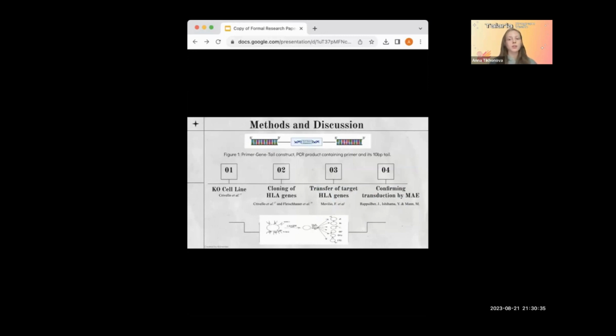Our experimental methods begin with this knockout cell line. Like I mentioned before, I would elaborate on the knockout cell line. Knockout means the gene of interest is removed. For our study, the MHC genes were knocked out so that we can knock back in one HLA gene at a time. These target HLA genes are to be chosen to match the haplotype from the cell line, the cell line that was used in the lab.